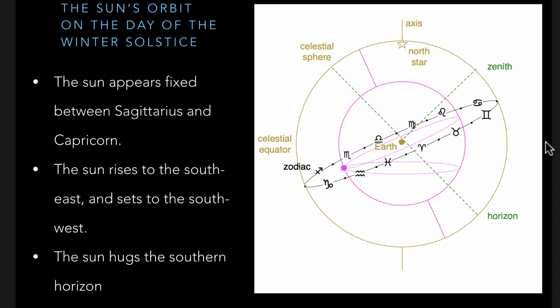or diurnal rising and setting of the stars and the sun, but you can also account for the drifting of the sun through the constellations of the zodiac over the course of the year. So notice that this is somewhat complicated, but it's not overly complicated. It is able to account for the essential features of the motion of the sun.